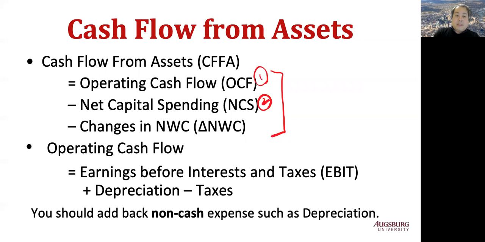Second component is called the net capital spending. Net capital spending is cash flow changes due to fixed asset changes. So if you sell some buildings or equipment, you receive cash. If you buy land, equipment, any fixed asset, you use cash. It is called a net capital spending. This is also called capital expenditure, or CapEx.